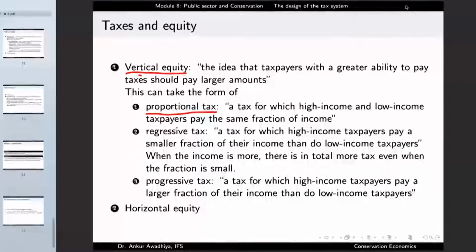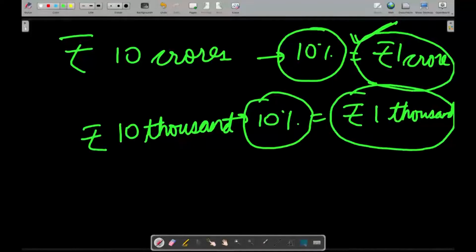Another tax is a regressive tax, a tax for which high income taxpayers pay a smaller fraction of their income than do low income taxpayers. Because when the income is more, there is in total more tax even when the fraction is small. So, in the case of a regressive tax, what we are saying is that the poor people will have to pay 10%, but the rich person will, say, have to pay only 1%.